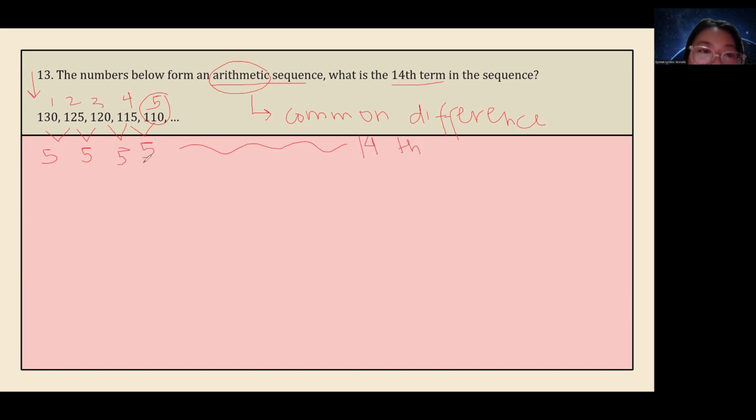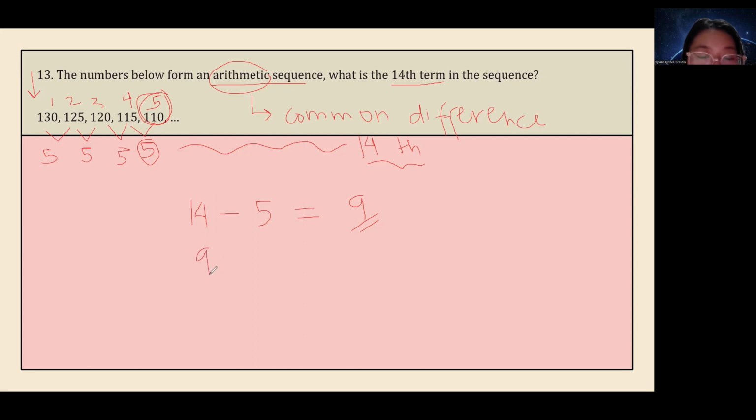So that means we need to know how many times we have to increase by 5 to get to the 14th term. Again, the question is, how many times do we have to subtract by 5 to get to the 14th term? Starting from the fifth term, we need to get the difference between the terms. So 14 minus 5, that is 9. So there would be, again, 9 differences.